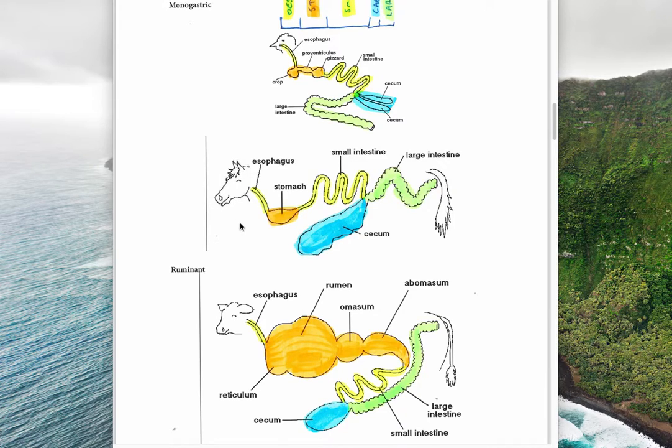We also have here the horse, and a horse is also a monogastric. You can see again the esophagus, the stomach, and again a horse, a monogastric, has one stomach. It has a small intestine, then a large intestine. Now, the horse is what we call a hindgut fermenter, which means behind its stomach and small intestines is the cecum, and the cecum allows the horse to digest plant material.